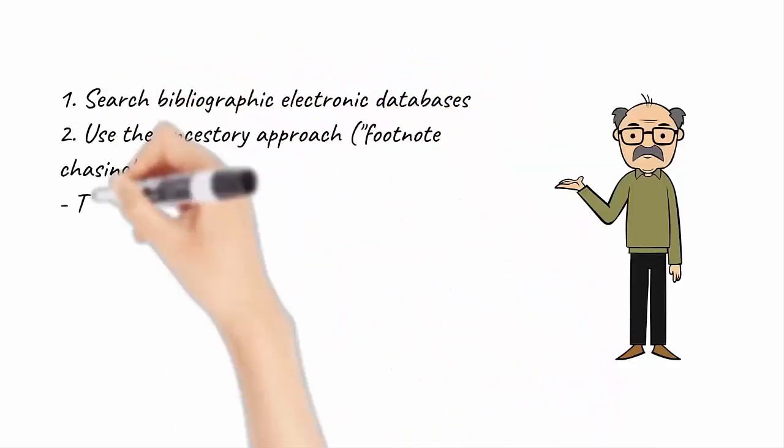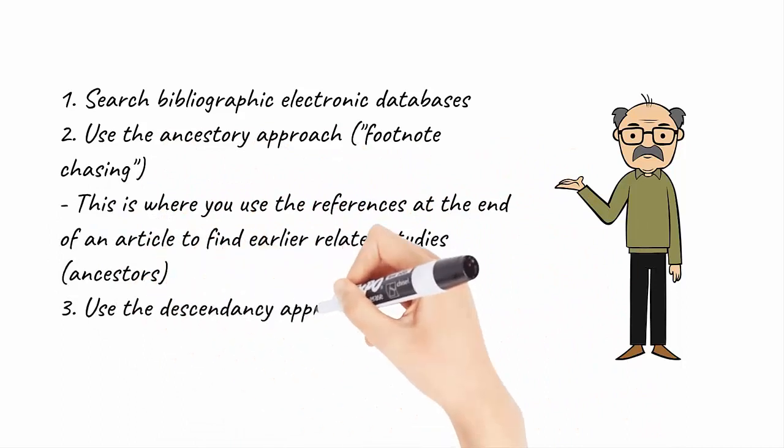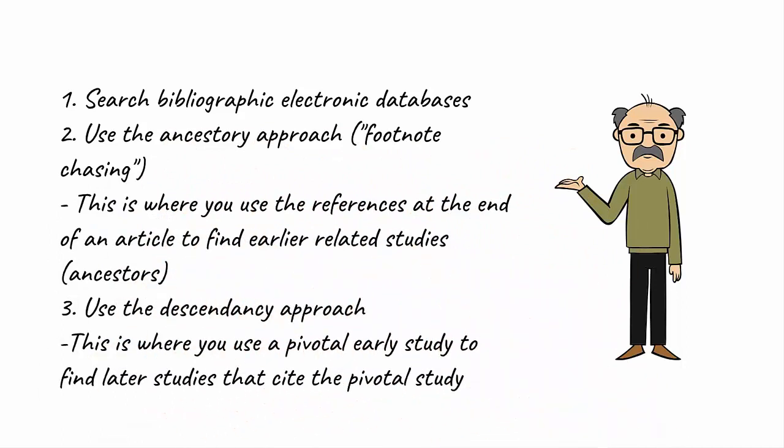Backward citation searching is the tracking down of references cited by relevant sources. This means you get to find and be familiar with the literature that led to the sources you're basing your own hypothesis and methodology on. This type of search is sometimes referred to as the ancestry approach or footnote chasing.